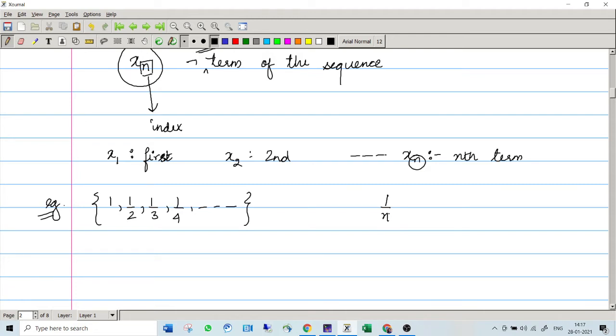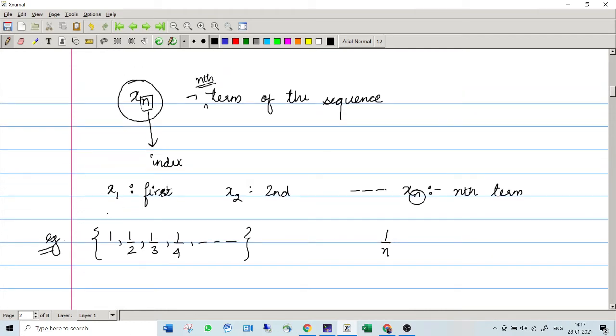So how do we denote a sequence? A sequence is denoted by xn within the angular brackets, or it is denoted by curly brackets sometimes. It is even denoted by round brackets sometimes.